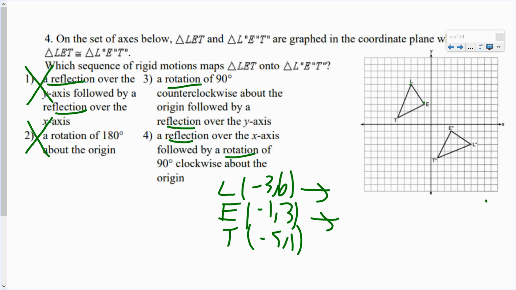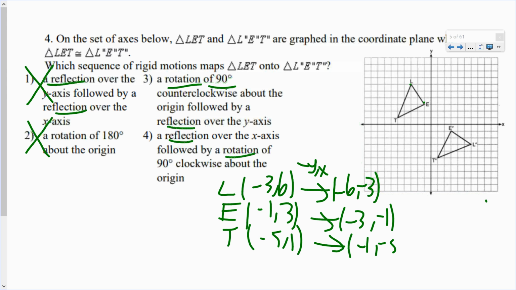And I'm doing a rotation of 90. Well, 90 is negative y, x. So that's negative 6, negative 3. Negative 3, negative 1. Negative 1, negative 5. I plot those. Negative 6, negative 3, that is my L prime. Negative 3, negative 1, that's my E prime. Negative 1, negative 5, that's my T prime.